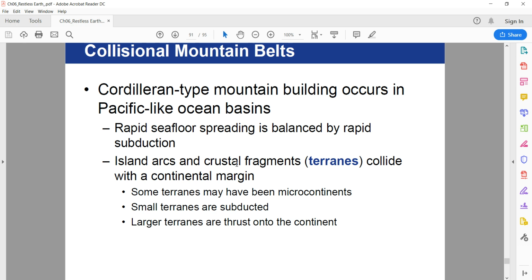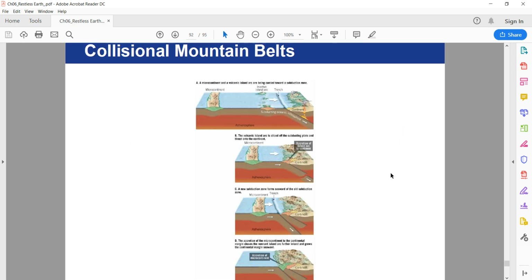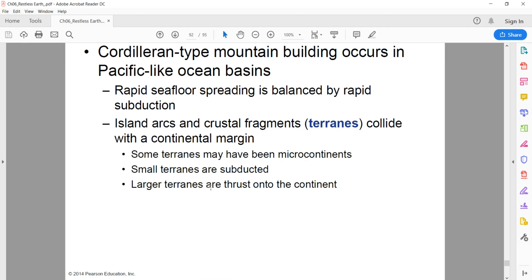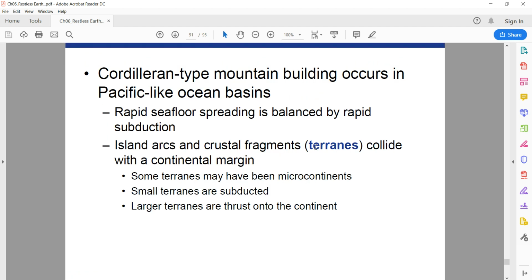Island arcs and crustal fragments, these are called terrains. So this is very well defined here. So there are islands in the middle of ocean, right? Just like Madagascar island, or the islands that we see in Indonesia in Pacific Ocean, or Japanese islands. So those islands have a specific geology of the rock, and those specific unique crustal fragments are called terrains.